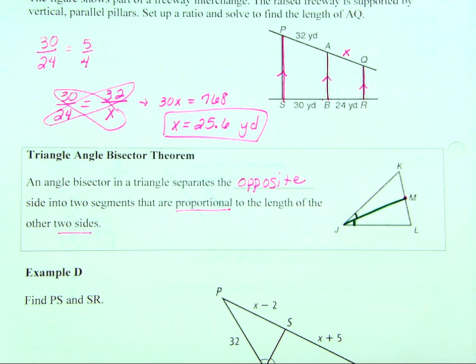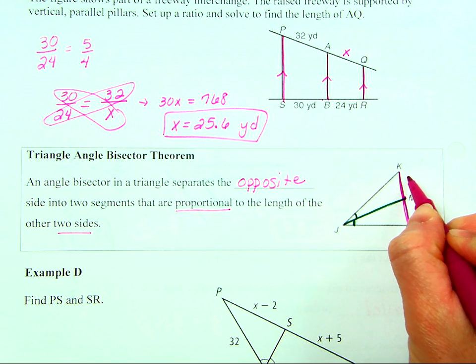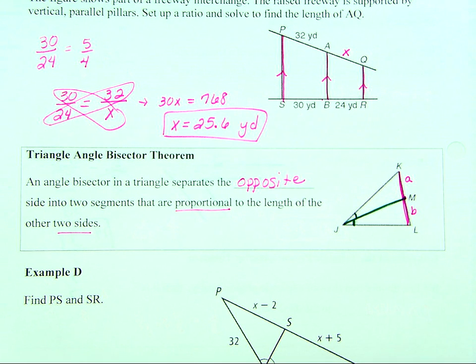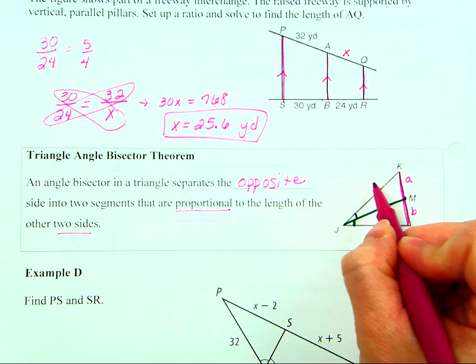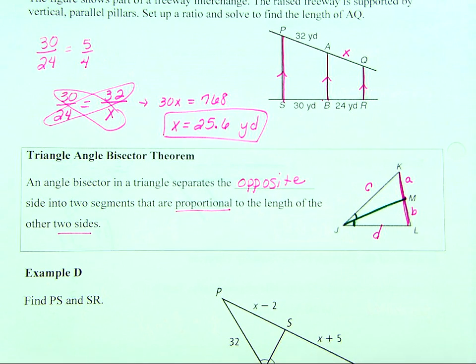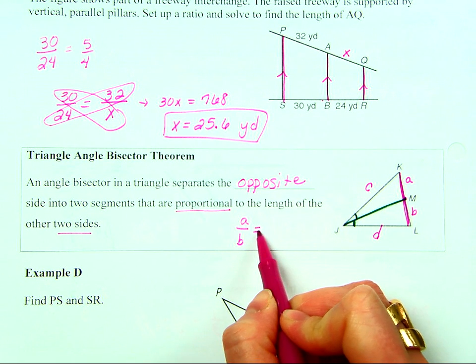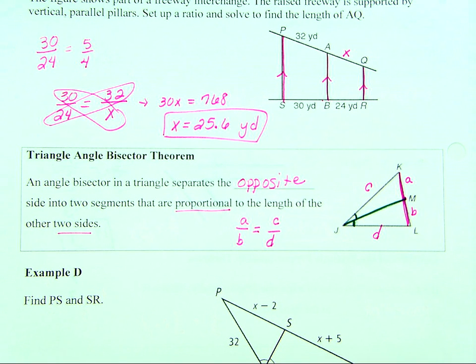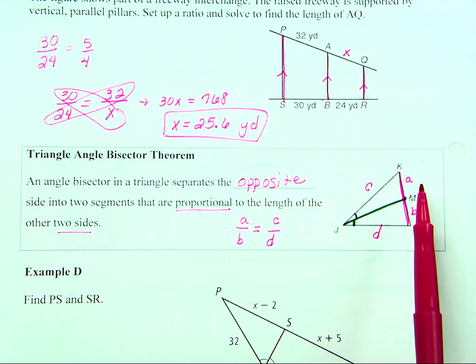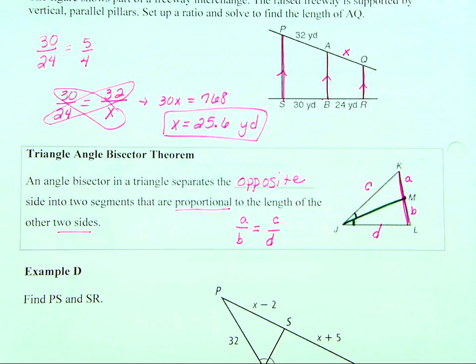But if the angle bisector separates the opposite side, so this would be my opposite side, I'm going to call that A to B, that ratio would be equal to the ratio of the lengths of the other two sides. So if I compared the ratio of A to B, that would be equal to the length of the sides, C over D. Now you would find that you could also set that up, A over C and B over D. That would work as well. You end up with your same cross products.